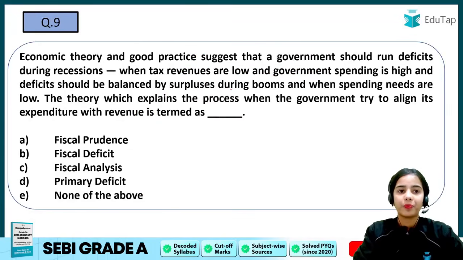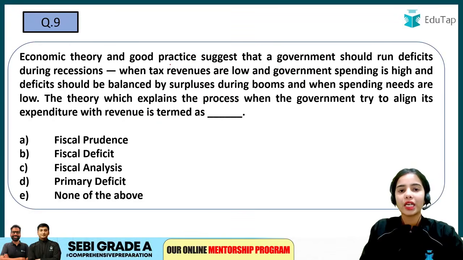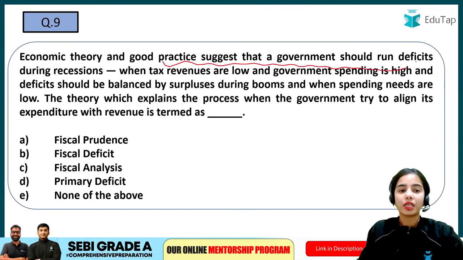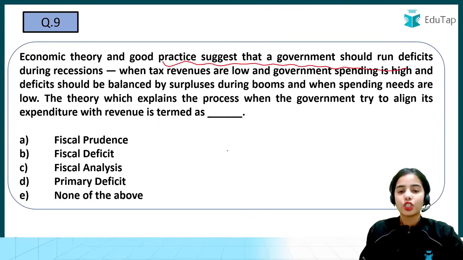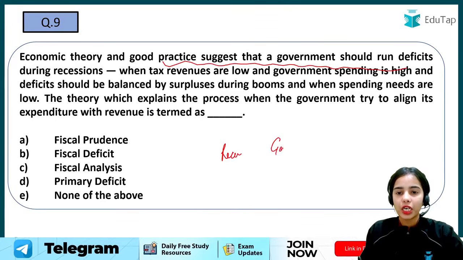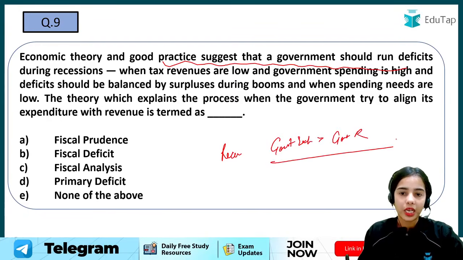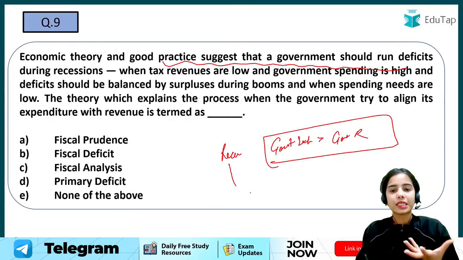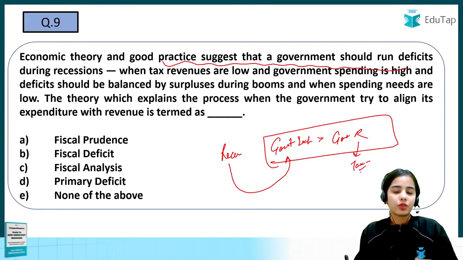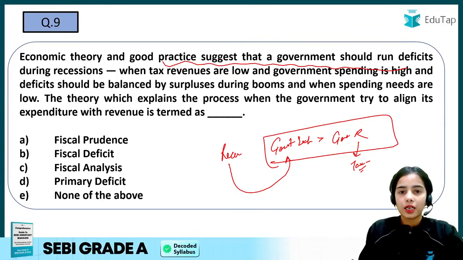A was the answer. Coming to the next question, economic theory and good practice suggest that a government should run deficits during recession. So when there is a recession, the government should do more expenditure in comparison to the government receipts. Okay, the government should spend more. When there is a recession, the government should spend more and can reduce its taxes. So this is the idea.